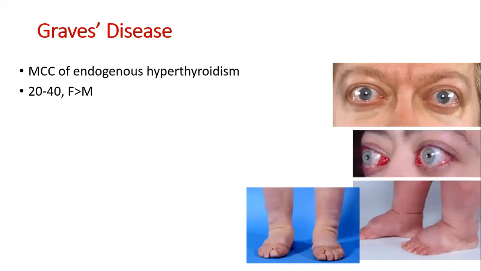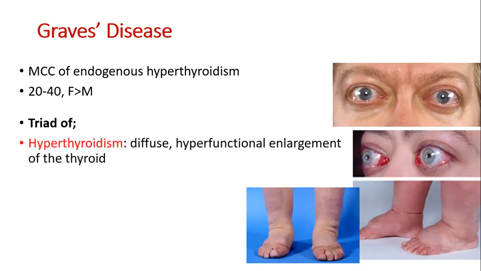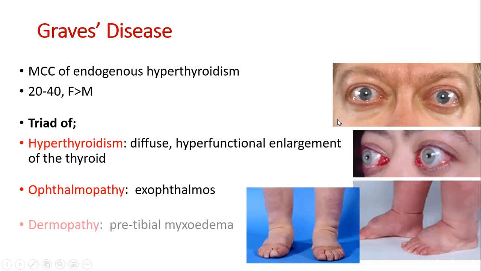Now, Graves' disease is the most common cause of endogenous hyperthyroidism. It is most common in females in younger age groups. It classically presents with three important clinical features: hyperthyroidism with diffuse hyperfunctioning enlargement of the thyroid, so the thyroid gland is enlarged; ophthalmopathy, which we call exophthalmos, what you can see in these females; and lastly dermatopathy, pretibial myxedema, which we just discussed. This is the important triad of Graves' disease. Next time, you have to think of it. The clinical diagnosis is by hyperthyroidism, ophthalmopathy, and dermatopathy.